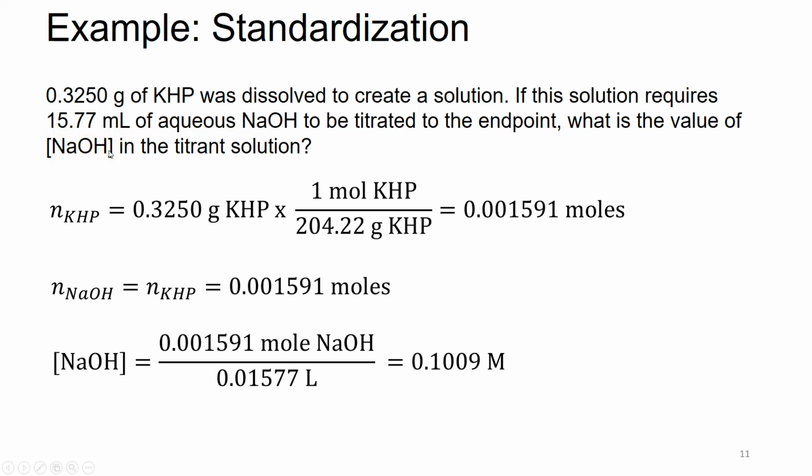Well, it's pretty easy because we just need to determine the number of moles of KHP first. We have the mass, we have the molar mass, we determine the number of moles. And then there's a 1-to-1 ratio between sodium hydroxide and KHP. Therefore, the number of moles of sodium hydroxide is also 0.001591 moles. Now we have moles and we have the volume in liters. Alright, we can convert milliliter to liter, and then we calculate the concentration of sodium hydroxide, roughly 0.1 molar.